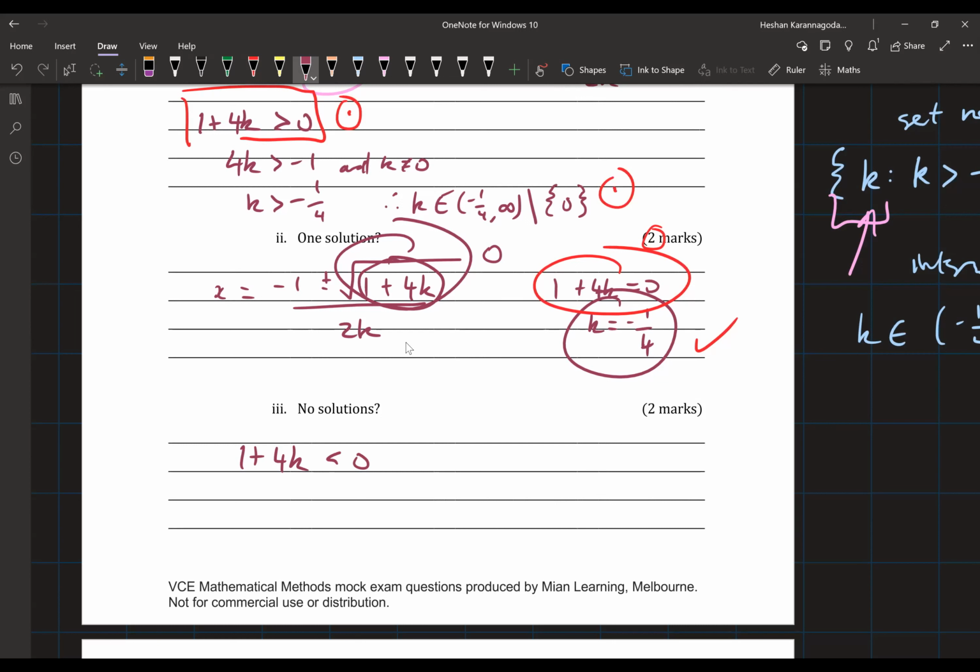So then 4k is less than -1, k is less than -1/4. And don't forget to include k equals 0 as well, because that would give you... actually, I don't think we actually have to include that. Should we? Let's just ignore that for now. That's actually not important. k is less than -1/4 for no solutions.